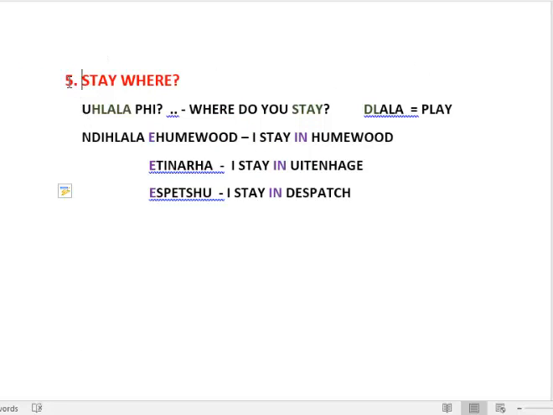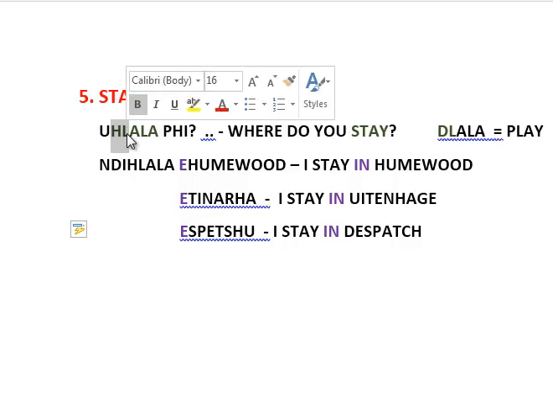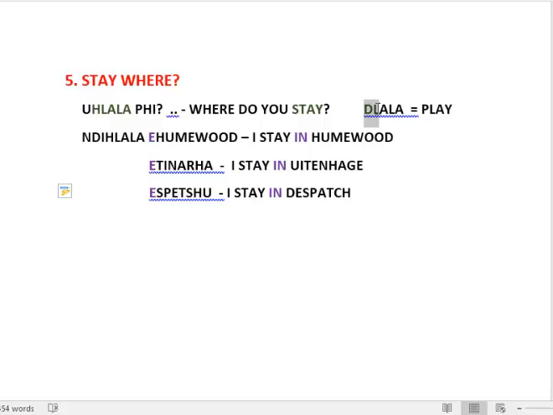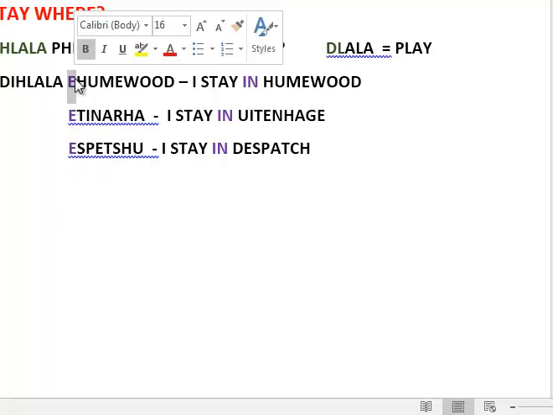Point number five, wanting to know where the person stays, using the question uhlala phi, and here we have one of the unique isiXhosa sounds, the HL articulated through the side of the mouth, as in hlala. So uhlala phi. If we had to add voice to the hl we would have dl becoming dlala, meaning, of course, to play. So hlala and dlala. Uhlala phi? Ndihlala eHumewood, ndihlala eTinarha, ndihlala eSpechu. I live in Humewood, Uitenhage, in Despatch. And here the e means in.